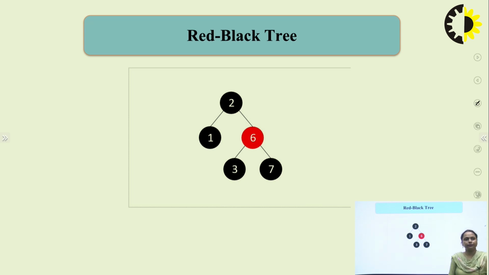Now check the black height. 1, 1, 1. The tree is balanced.